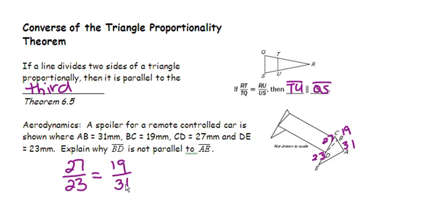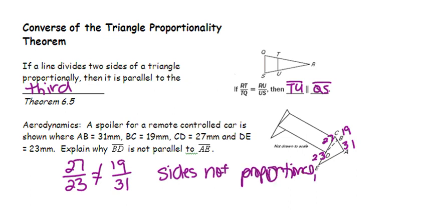Clearly, big over small, small over big, I don't even need to run the numbers. Those are not equal, and so I can say, sides not proportional, therefore segments not parallel.